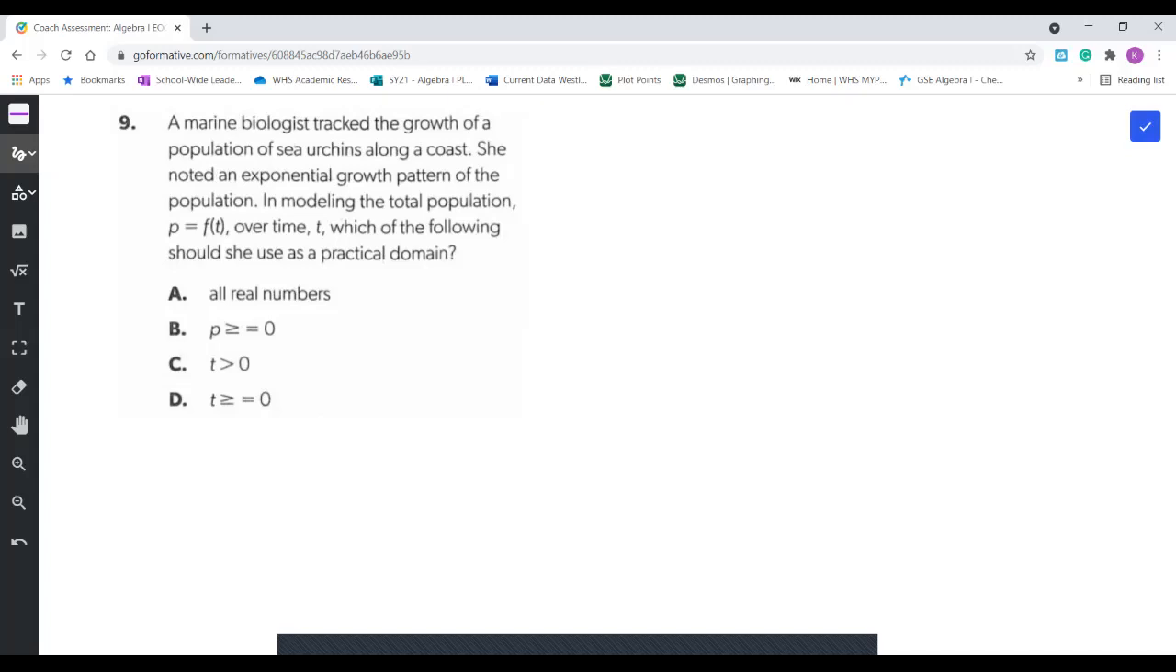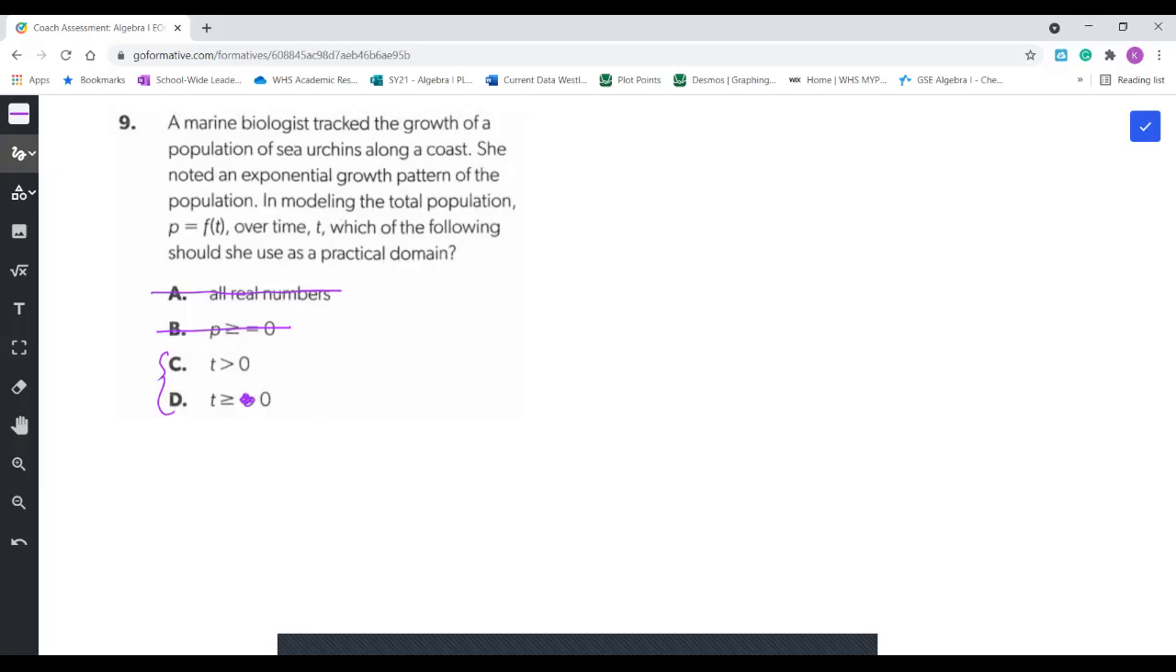Let's see. Time has to start somewhere, right? We just realized that the only two answers can be C or D, because we're talking about t as our independent variable. We can't use all real numbers because time can't be negative. P is the dependent variable, not the independent variable. So which of these do we choose? t is greater than 0, or t is greater than or equal to 0? This is a typo, bless it.